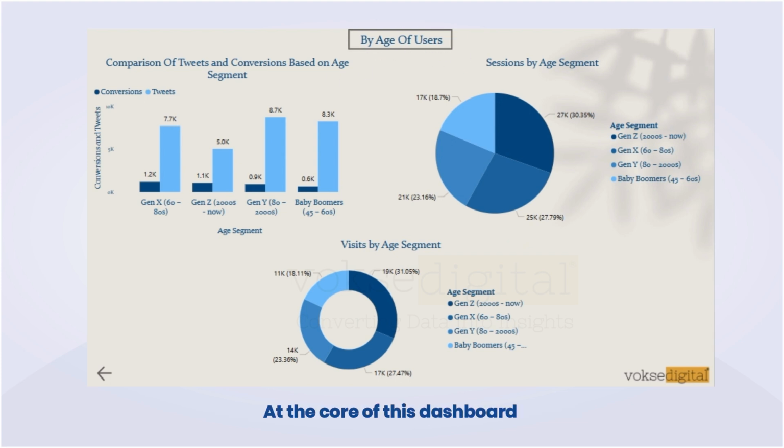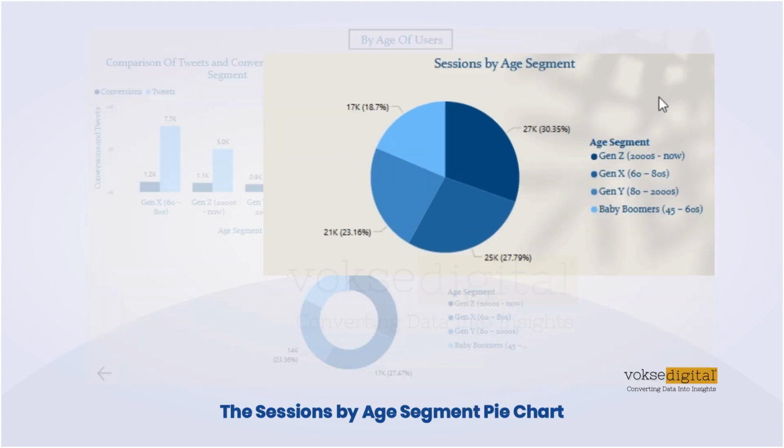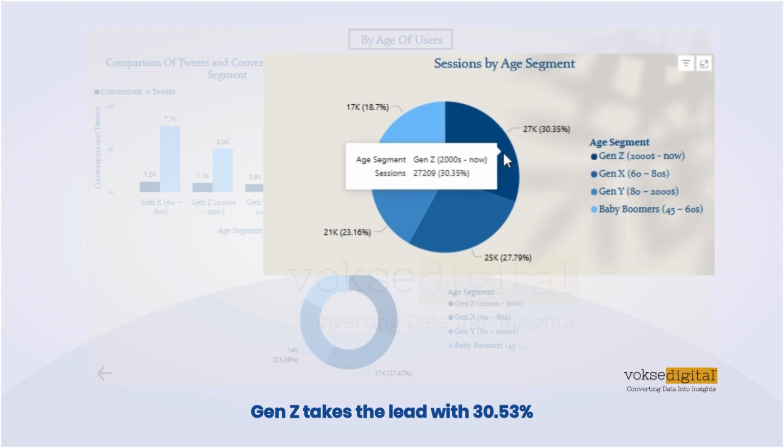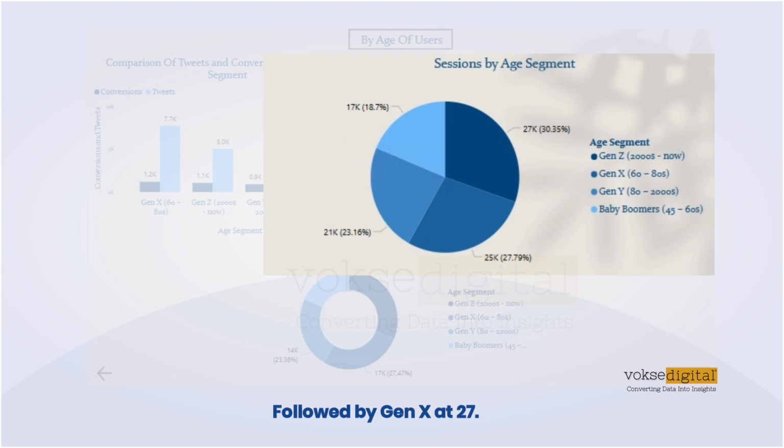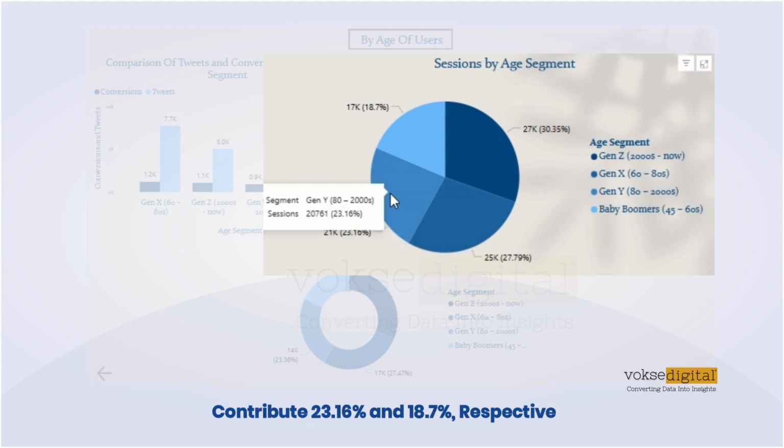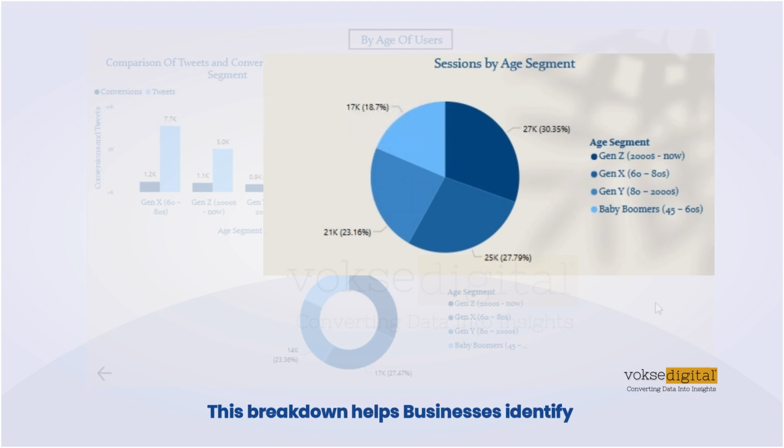At the core of this dashboard is the Sessions by Age segment pie chart, which gives a clear snapshot of traffic contributions by each age group. Gen Z takes the lead with 30.53% of total sessions, followed by Gen X at 27.79%. Baby Boomers and Gen Y contributed 23.16% and 18.7%, respectively. This breakdown helps businesses identify where their audience is most active and adjust their strategies accordingly.